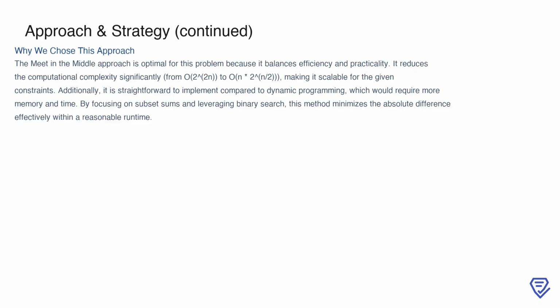By reducing the computational complexity from n*2^n in the brute force approach to n*2^(n/2), it becomes scalable for the given constraints. The method's use of subset sums and binary search ensures that the absolute difference between the two subset sums is minimized within a reasonable runtime. Unlike dynamic programming, which can be memory-intensive and harder to implement, this approach remains straightforward while delivering significant performance gains. Overall, the meet-in-the-middle strategy effectively addresses the problem's requirements, making it both an elegant and efficient solution.